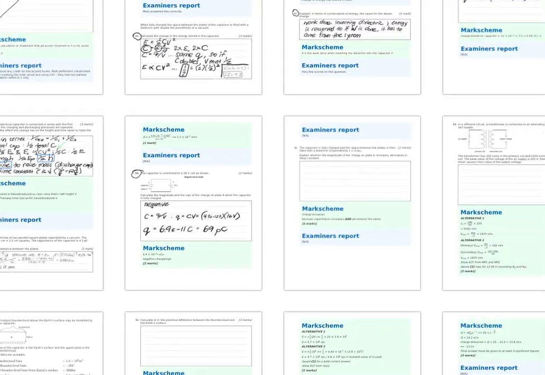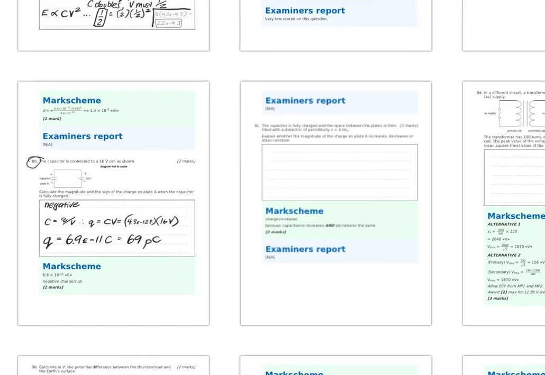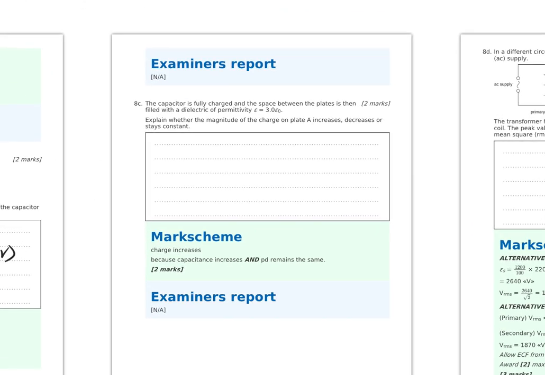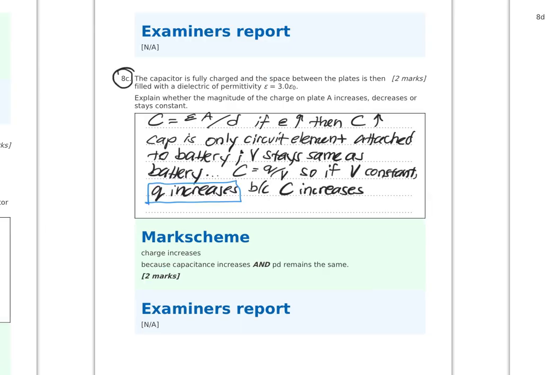Okie dokie, let's keep going. 8C. And then it says, fully charged and the space between the plates is inserted with a dielectric of 3 epsilon naught, whether the magnitude of the charge on plate A increases, decreases, or stays constant. So for 8C, if you slip the dielectric in, putting the dielectric in increases the capacitance, because C is epsilon A over D.